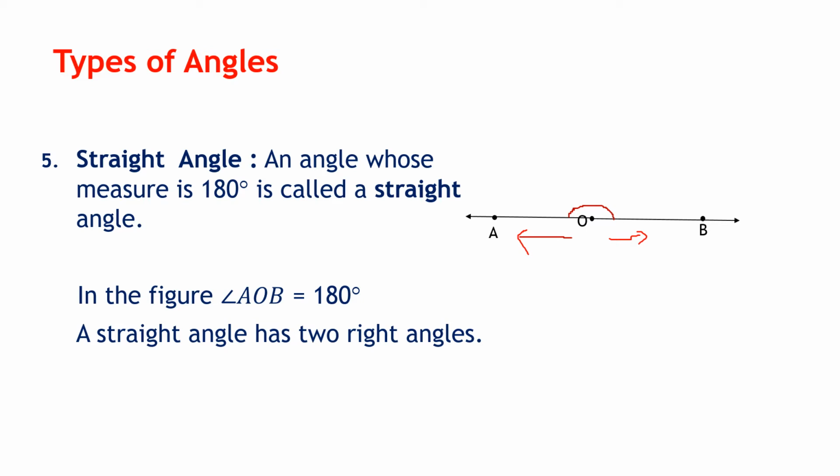We can even say a straight angle has two right angles. Why? Each right angle is 90 degree. If I draw two right angles, one is 90 and the second one is also 90. So 90 plus 90 makes 180 degree. So a straight angle has two right angles.